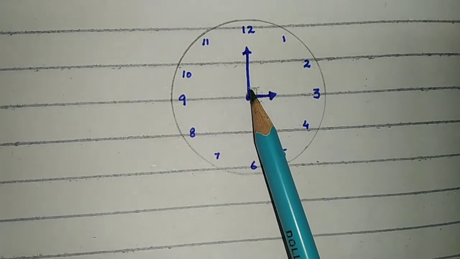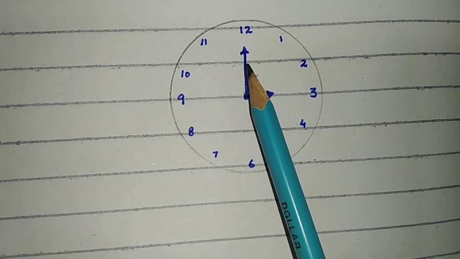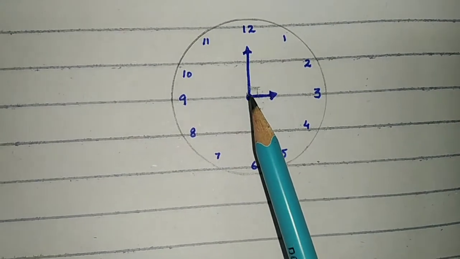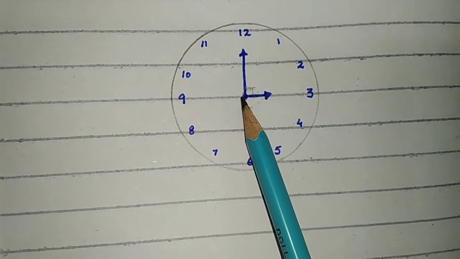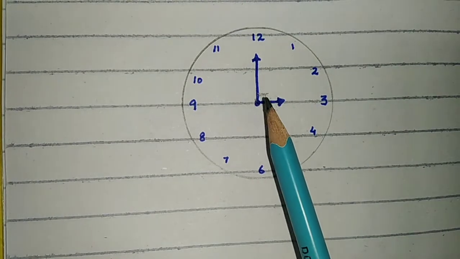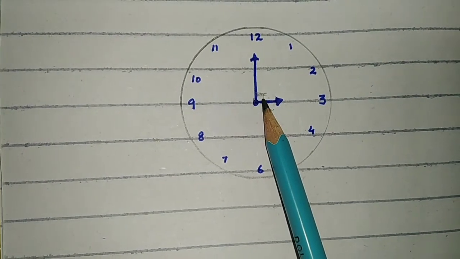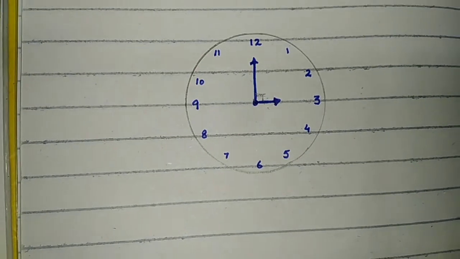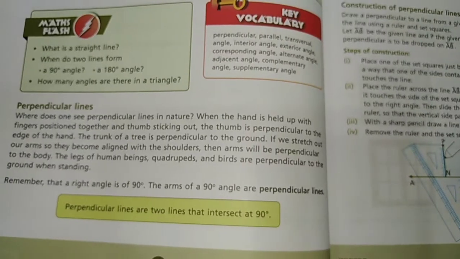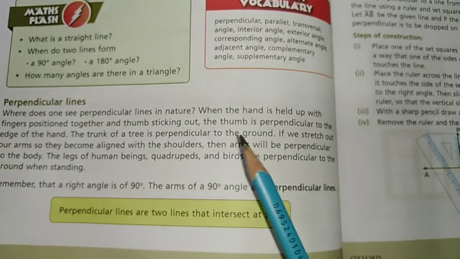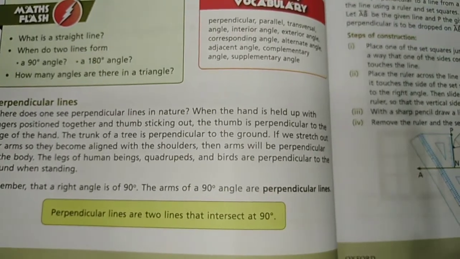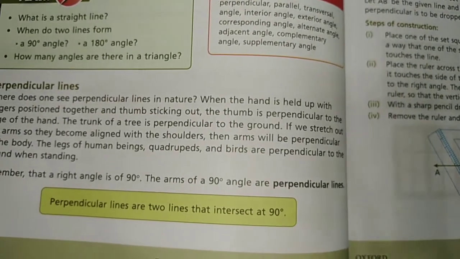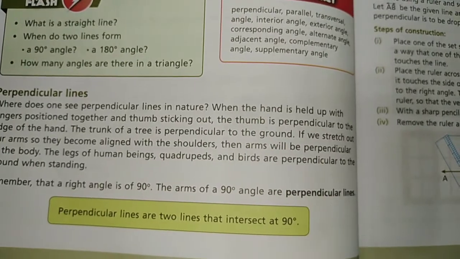अगर two lines 90 degree का angle बना रही होंगी तो हम कहेंगे वो perpendicular lines हैं. So this is the definition of perpendicular lines. Perpendicular lines are two lines that intersect at 90 degree. The other example of perpendicular lines is the trunk of a tree, which is perpendicular to the ground. जो ट्री है वो ग्राउंड के साथ 90 डिग्री का एंगल बनाता है. So these are the perpendicular lines.